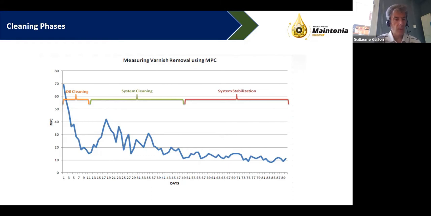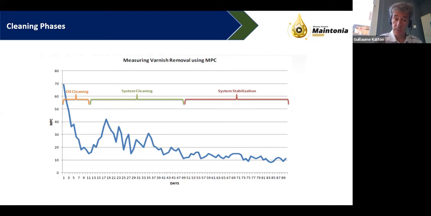But that was not the end of it. We could cry victory after 10 days. But if we keep going, we see that it goes back up, and then it goes back down again, and then up again, and then down again. Then in the end, it stabilizes. Why is this happening? Because the cleaned oil, which doesn't have this contaminant circulating anymore, will pick up the varnish from the metal and become recontaminated.